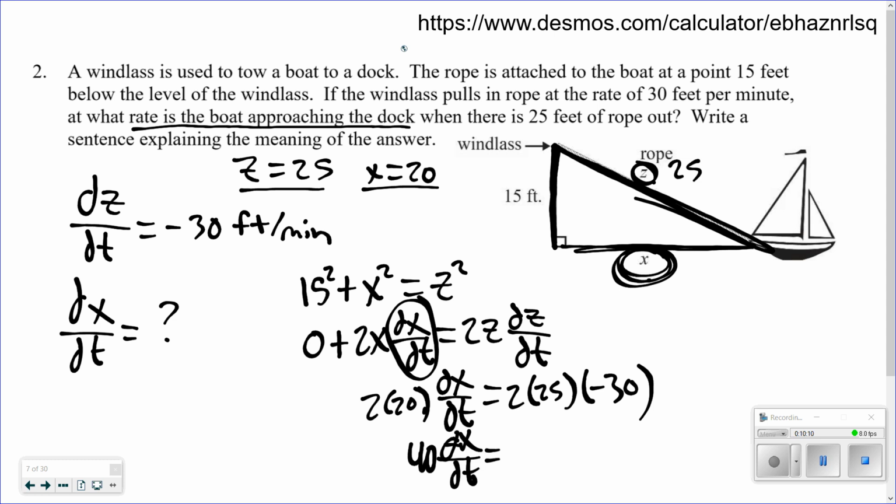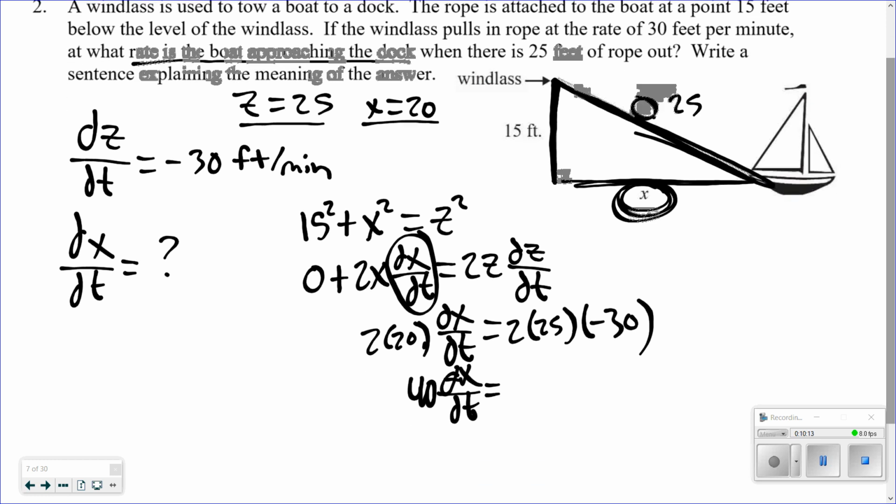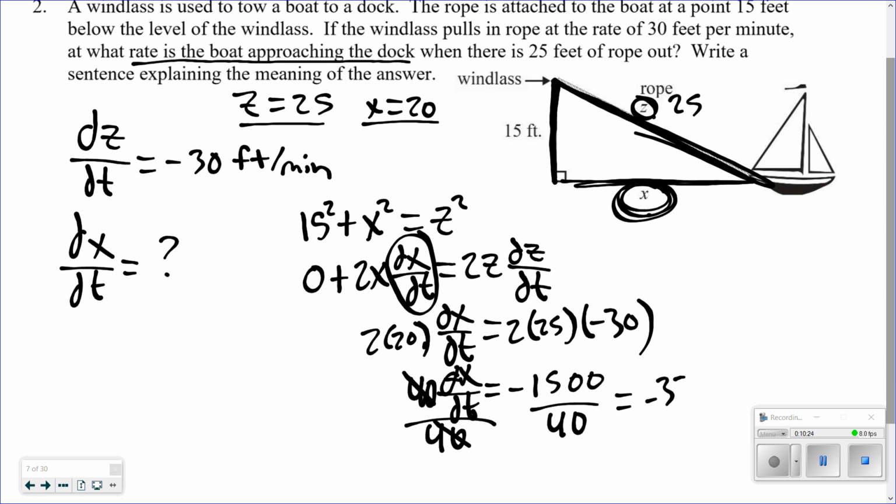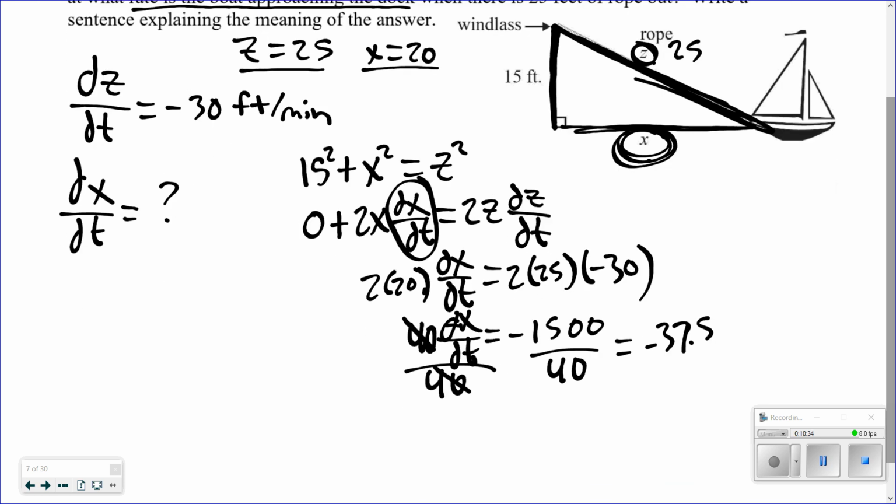equals, we multiply all those together. I'm pretty sure that comes out to be negative 1500. You guys can check my arithmetic there. Divide by 40. So dx/dt is equal to, I'm pretty sure, negative 37.5. We want to label it. The measurement was feet per minute, so this will be the same. So x is changing at a rate of 37.5 feet per minute at that moment in time, when z is equal to 25.